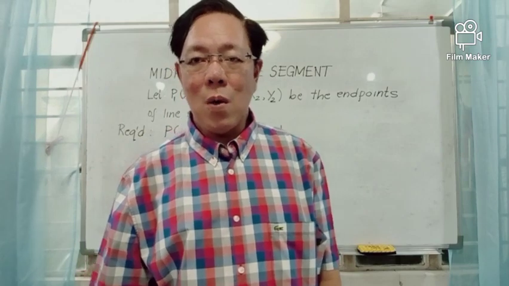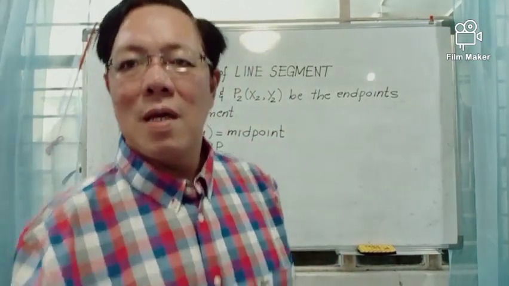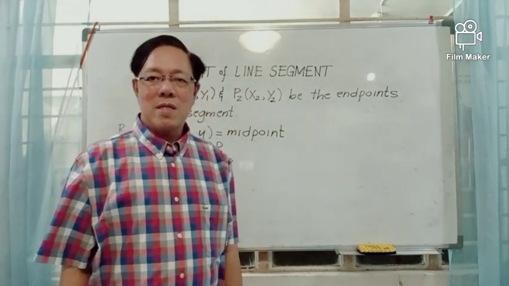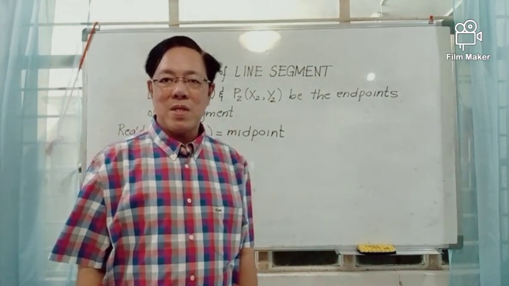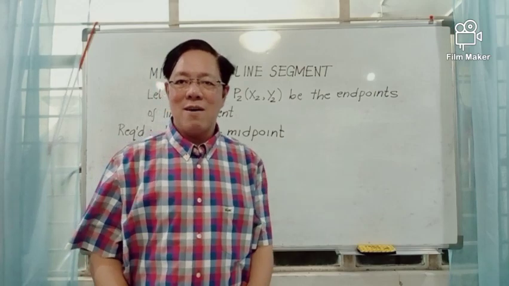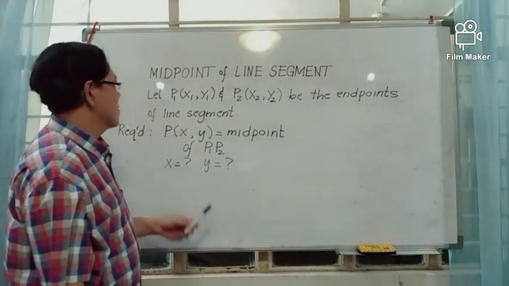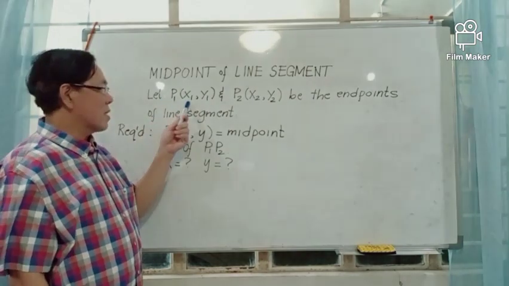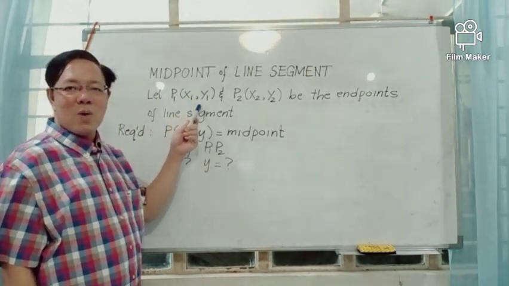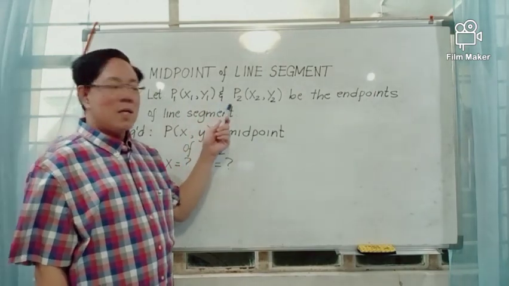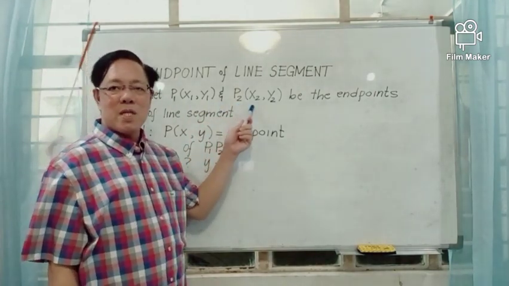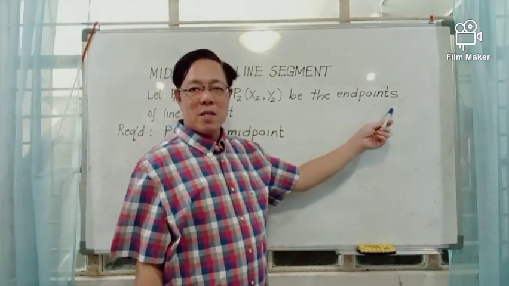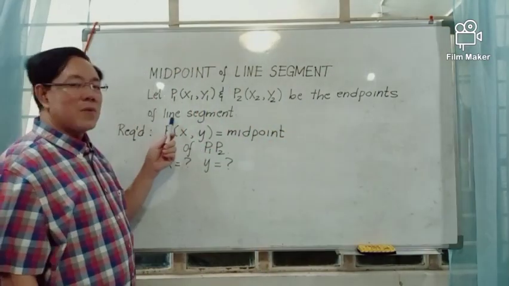To find the coordinates of the midpoint of a line segment, we take any two arbitrary points in the Cartesian plane. We let P1 with coordinates x1 and y1, and point P2 with coordinates x2 and y2 be the endpoints of the line segment.